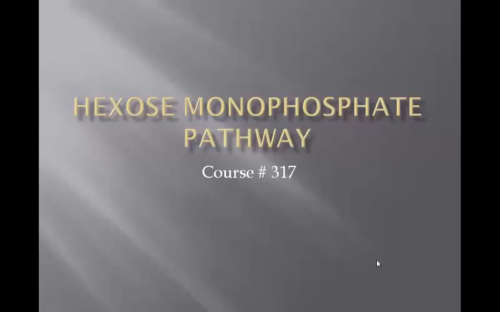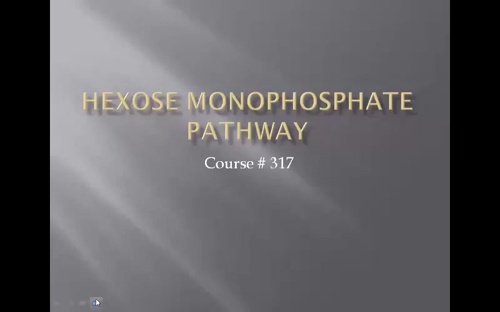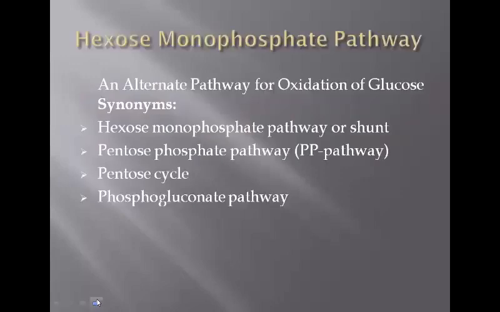Today we have our topic Hexose Monophosphate Pathway. First of all, see the other names of this pathway, and why it is called by other names too. Hexose Monophosphate Pathway is basically the alternative pathway for glucose oxidation. Most of the glucose, somewhat 90% of glucose, is oxidized by glycolysis. But the HMP pathway is also going on for oxidation of glucose to a certain extent.